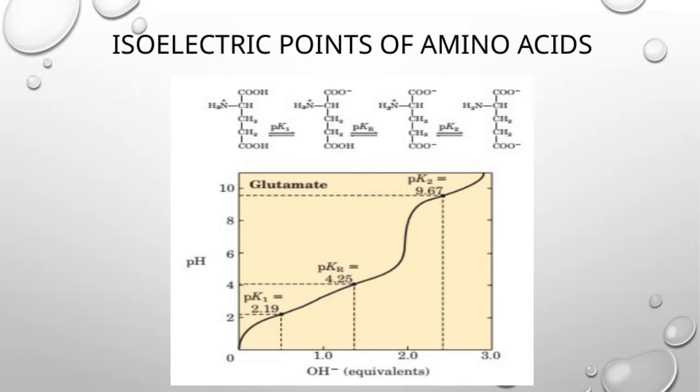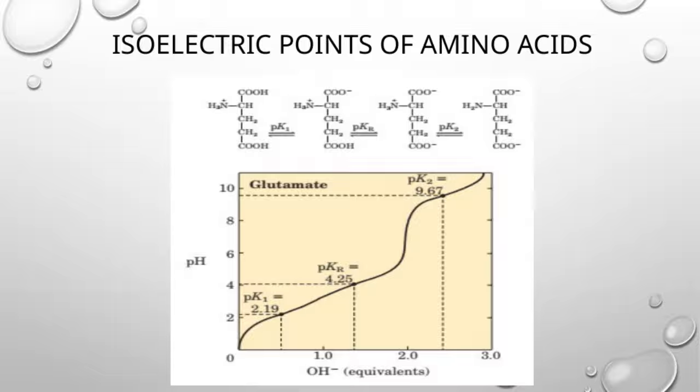Let's take a closer look at the isoelectric points of amino acids. The isoelectric point, or pI, is the pH at which an amino acid carries no net electric charge. This is a crucial concept because it affects how amino acids behave in different environments, especially in proteins. Each amino acid has a unique pI based on its side chain and overall structure.